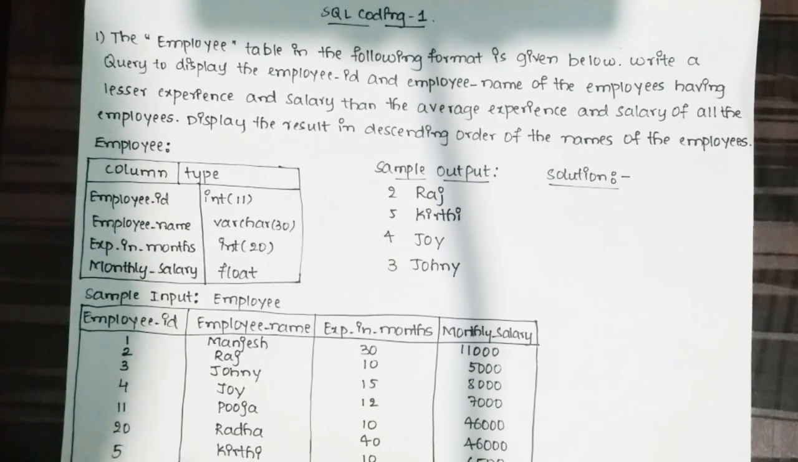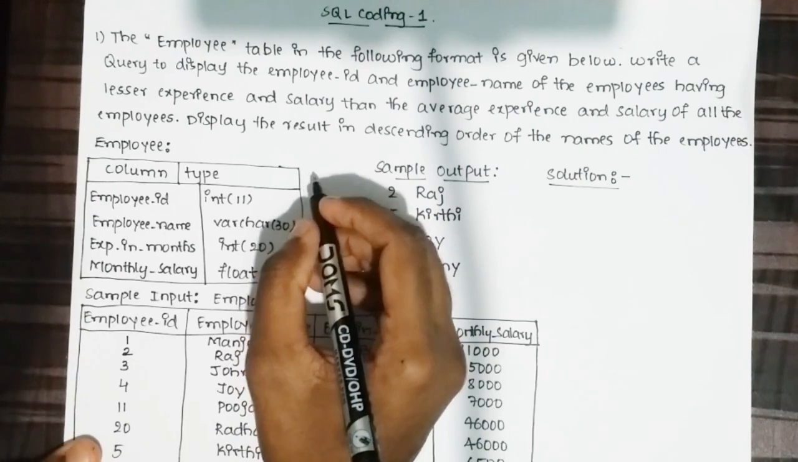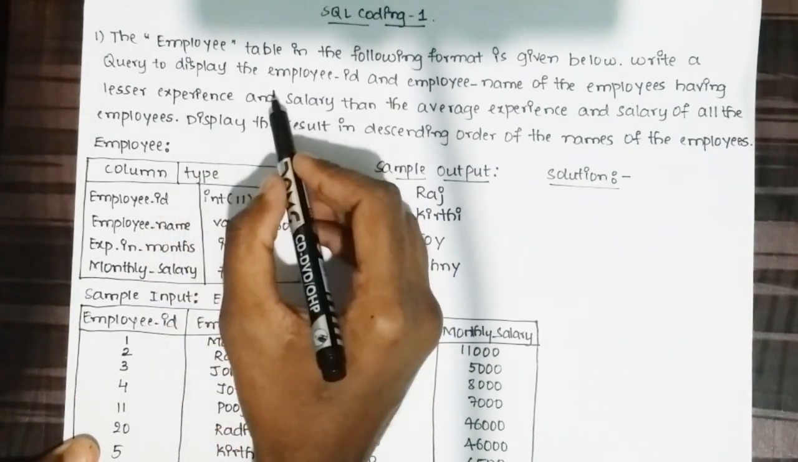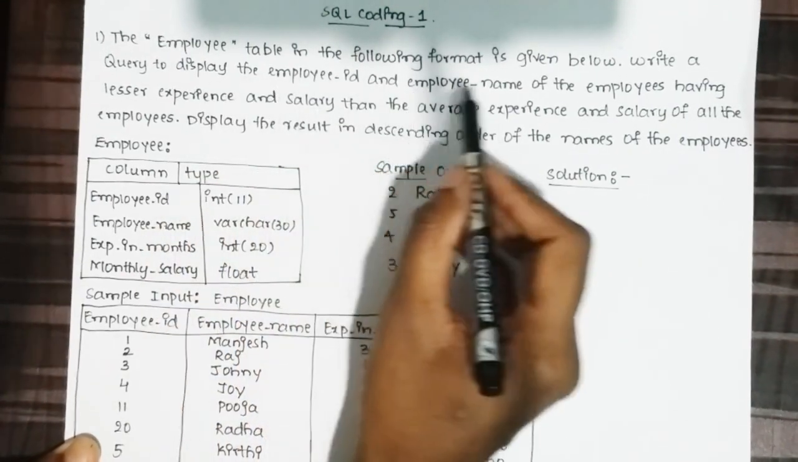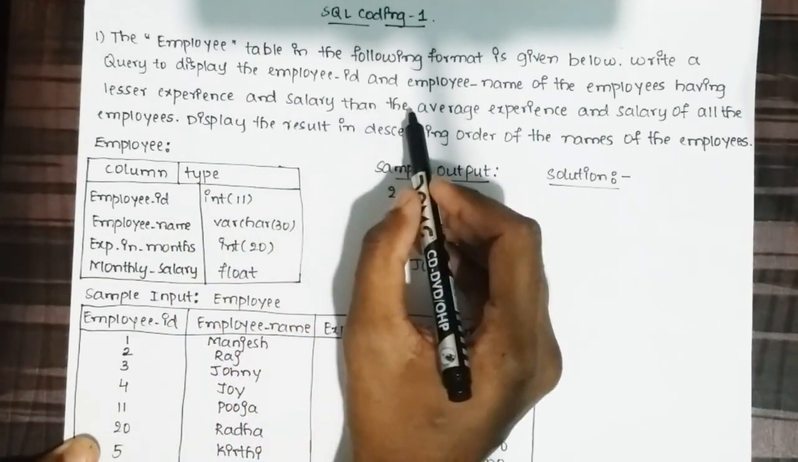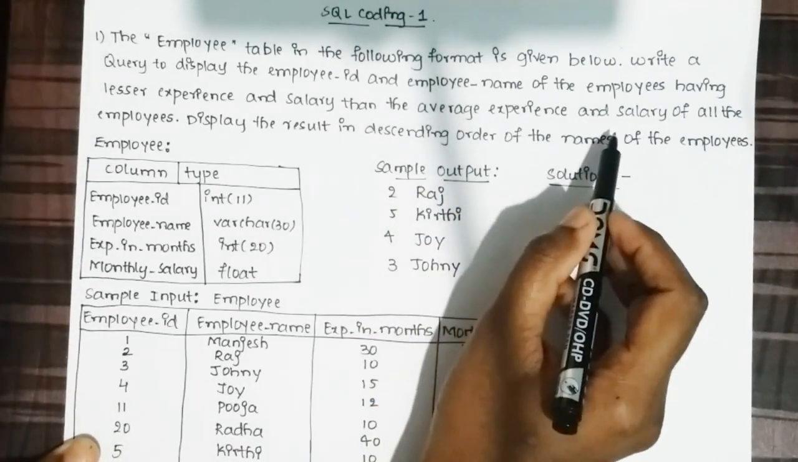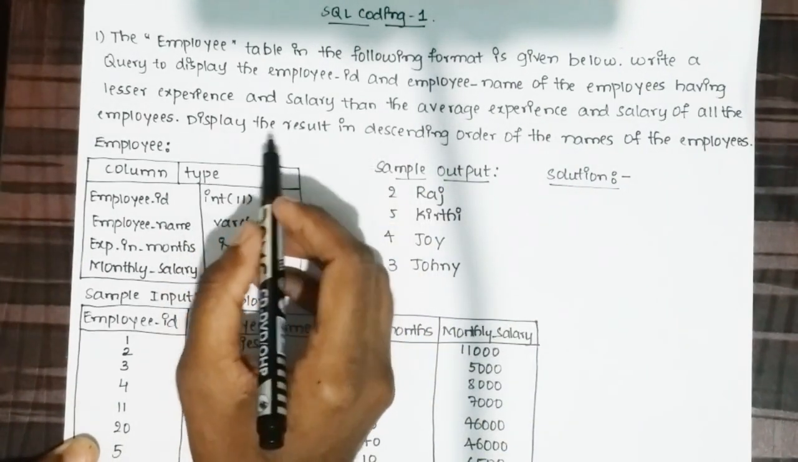So in this video we shall see the SQL coding question which was asked in Amazon TechOps Associate SMT Bangalore. So this is the coding question. The employee table in the following format is given below and you need to write a query to display employee ID, employee name and the employees having lesser experience and lesser salary than the average experience and the average salary of all the employees.